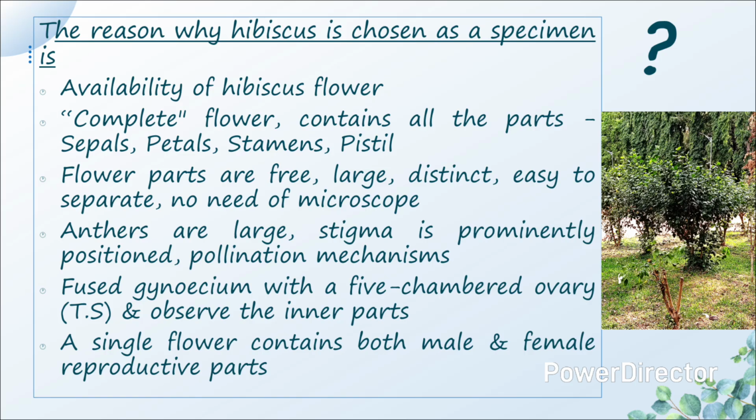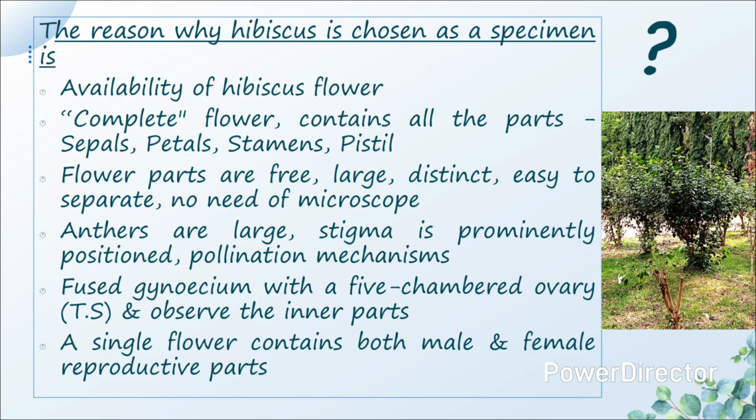Second one, it is known as complete flower. Why? Because it contains all four main parts like sepals, petals, stamens and pistils. These flower parts are free, not fused, large, distinct, and easy to separate with fingers without damaging other parts, and identify without any need of microscope.